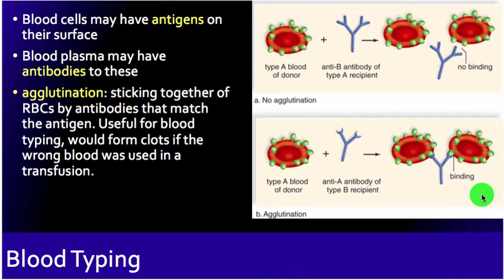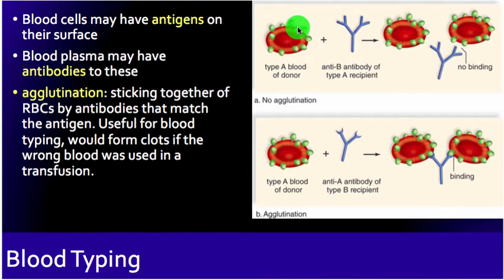Okay, now we're going to get into blood typing. And of course, there are a couple of different things we want to recognize in here. We want to talk about the ABO blood typing and the Rh factor. And we want to begin with this idea that blood cells have antigens on their surface. So these are going to be glycoproteins on the outside of our red blood cells, and they are going to be specific to each blood type.